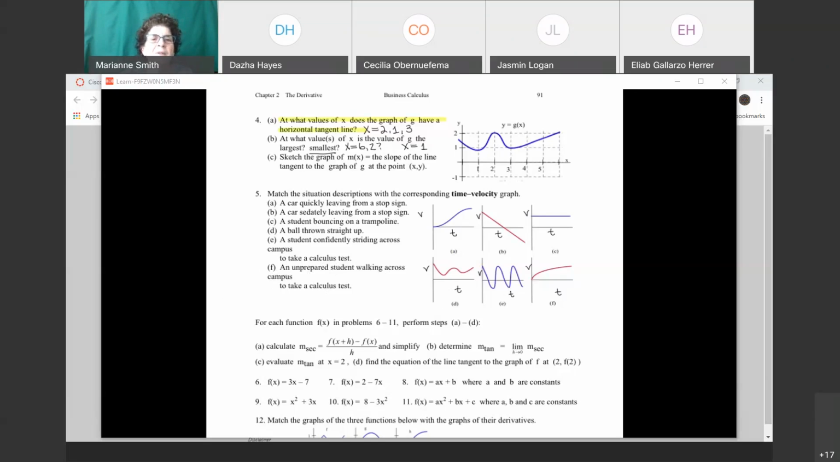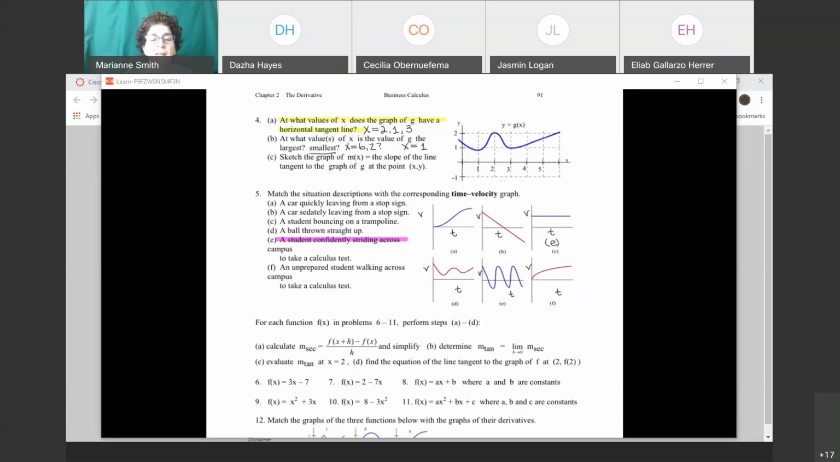Okay. How about, again, it's kind of subject to interpretation, but let's go with this one. Okay, a student confidently striding across campus. So she or he is moving at a constant speed. Okay, so again, I'm not going to go through all these examples. I'll leave them for you to play with. But I would say that E would probably be the best match for that one. Again, it's kind of difficult because I would have done numbers for one and letters for another. It's confusing the way they wrote this.